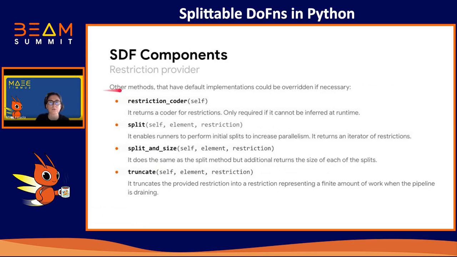And then there are other methods that you might need to implement. A coder, but this is not mandatory; it is only necessary if you cannot infer the coder to use for the restriction at runtime. The split method is the one I use to do the initial splits that I am then going to pass to the workers. Then there is a very similar method called split and size that does the same as split, the initial splits, plus it provides you with the size of each split. And then truncate. Truncate is invoked, for instance, when we are going to drain the pipeline.